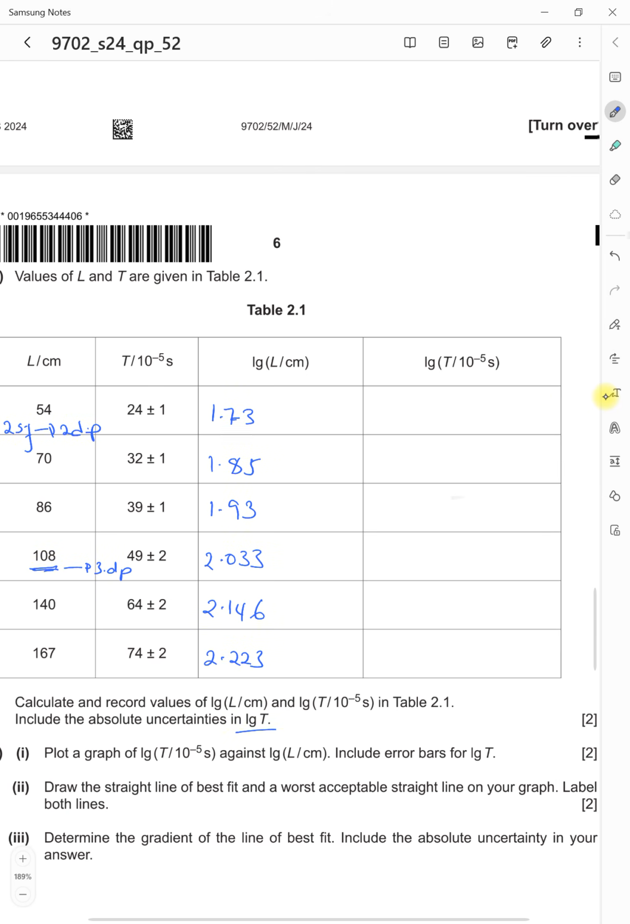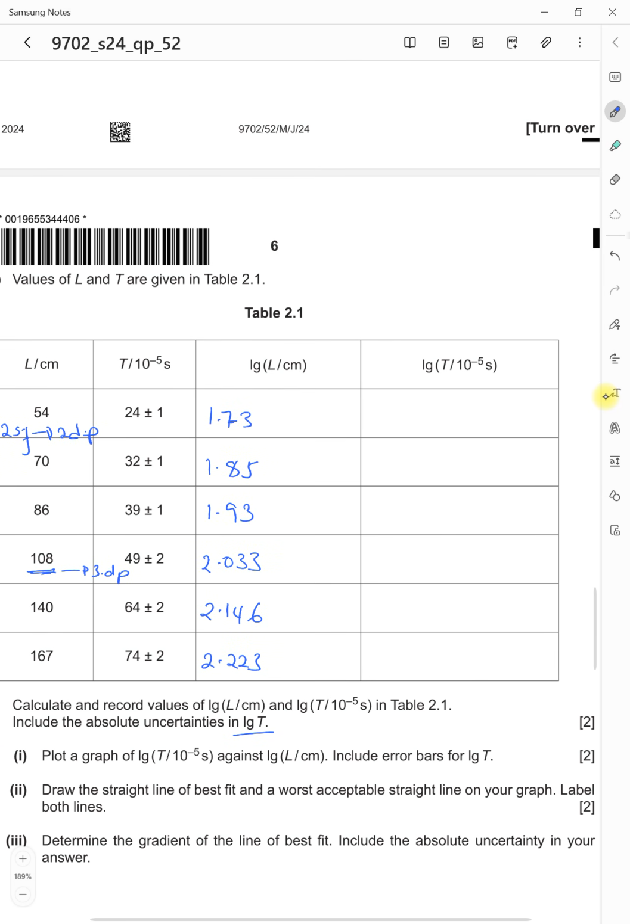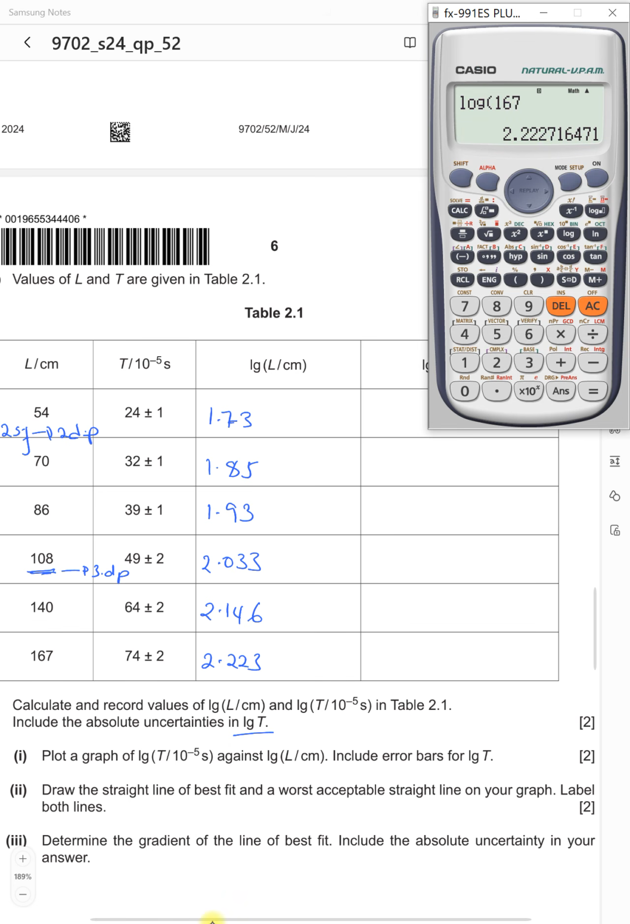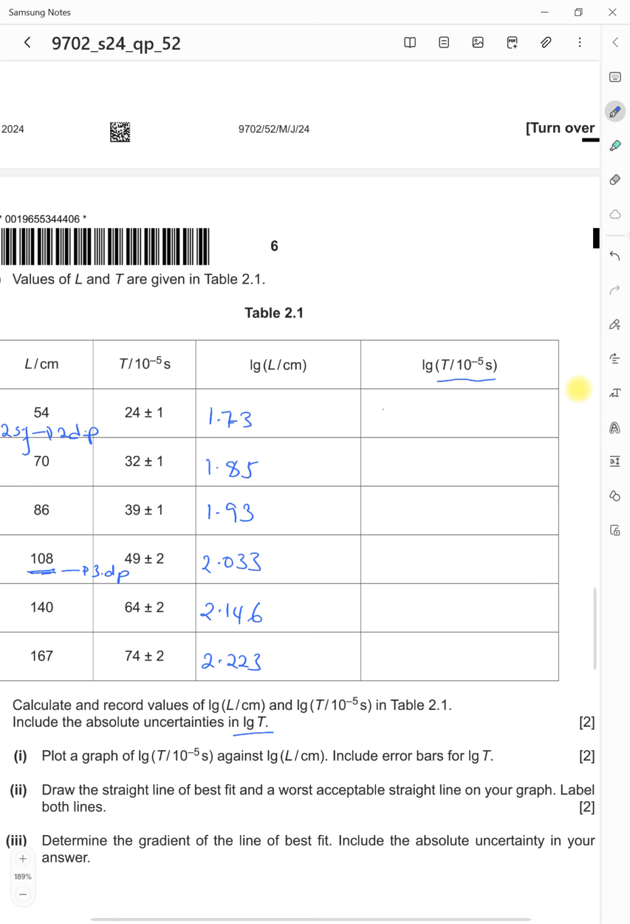Okay, then we can now find the log of t. I don't need to use the power of 10 because we look at the labeling. The power of 10 has already been incorporated in this bracket here. So I'll just simply say log of 24. Log of 24 is 1.38. The number of significant figures becomes the number of decimal places. So this is going to be 1.38. The rule allows you to write more, but not less than that.